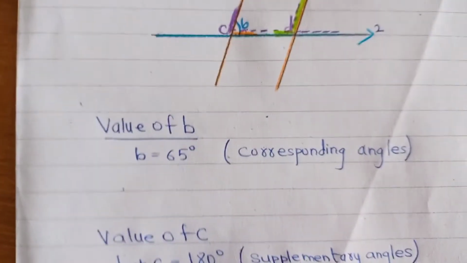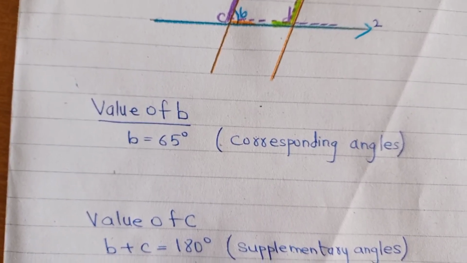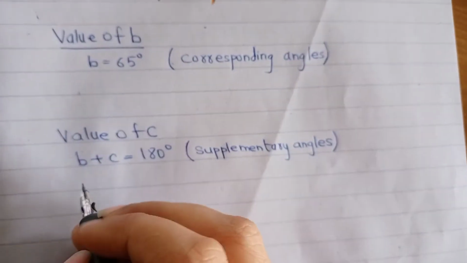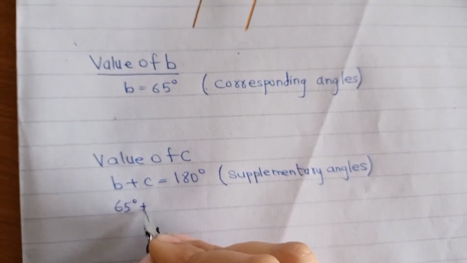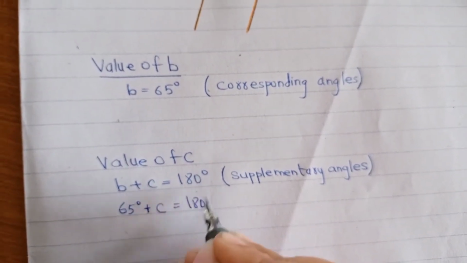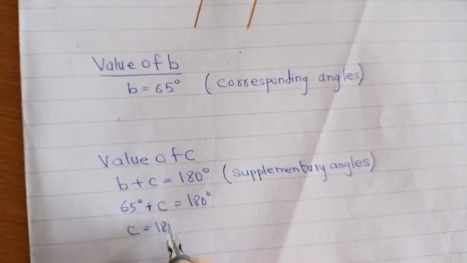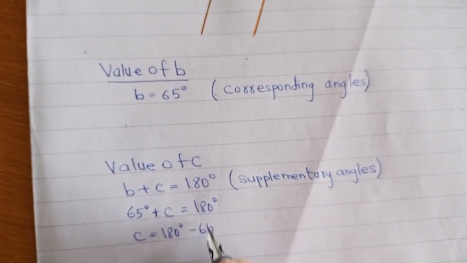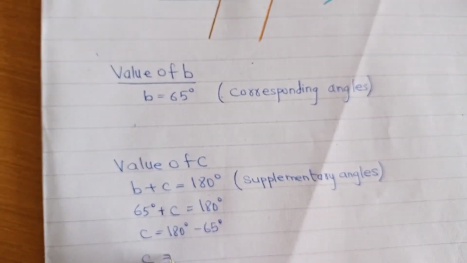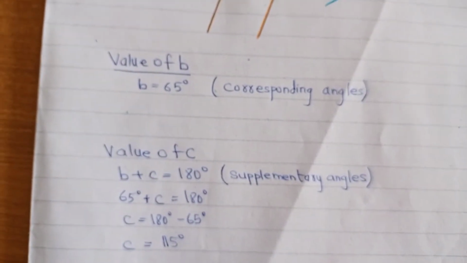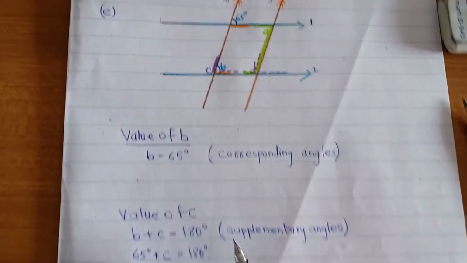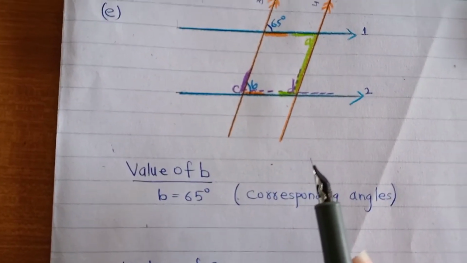So I can write the value of C. This is how we will write: B plus C is equal to 180 degrees, that is supplementary angles. You can write angles on a straight line as well. B value I know, 65 degrees, plus C is equal to 180 degrees. The 65 is here in plus; shift it and it will change into minus. Value of C I will get is 115 degrees.